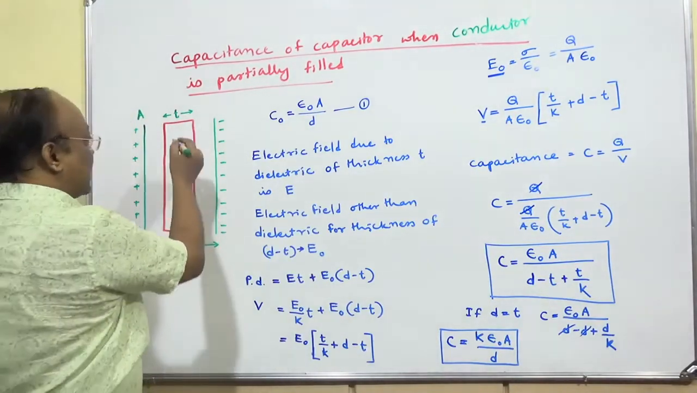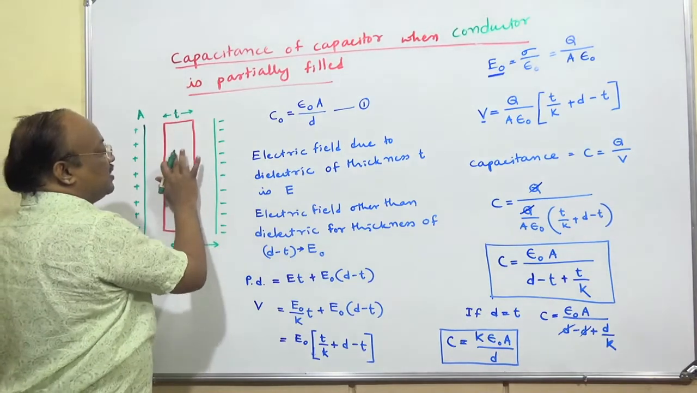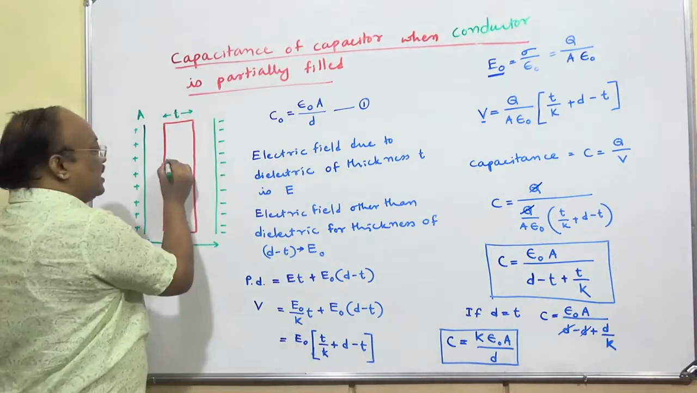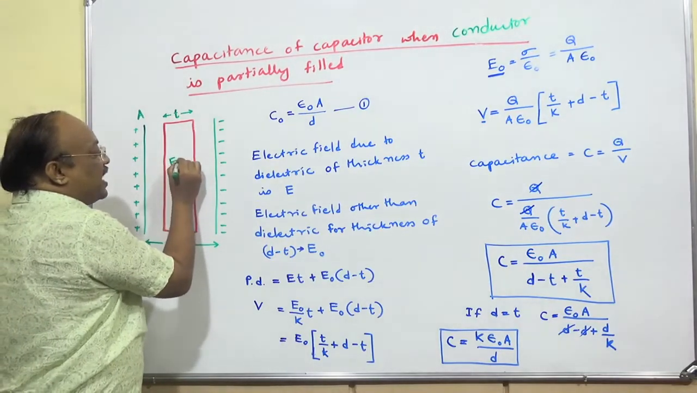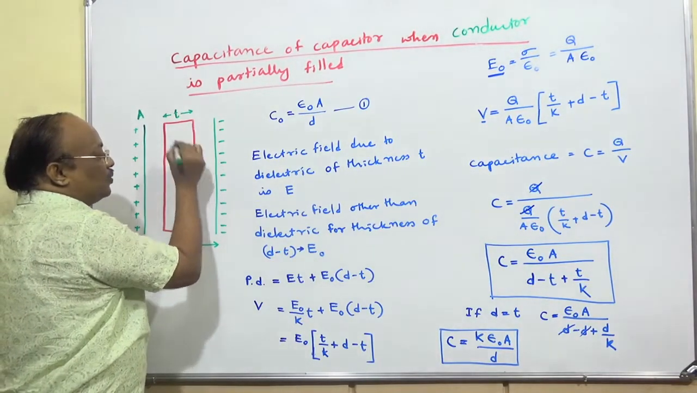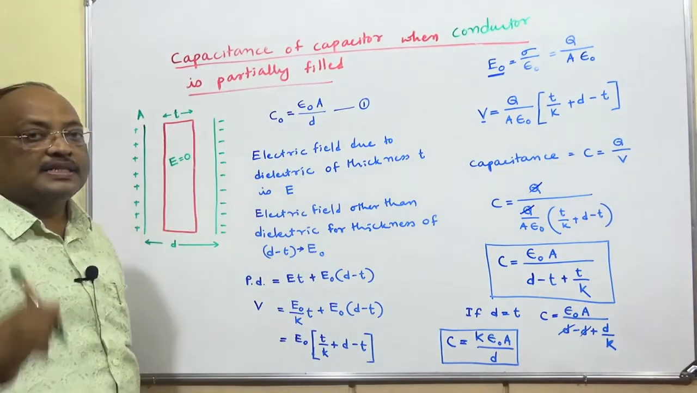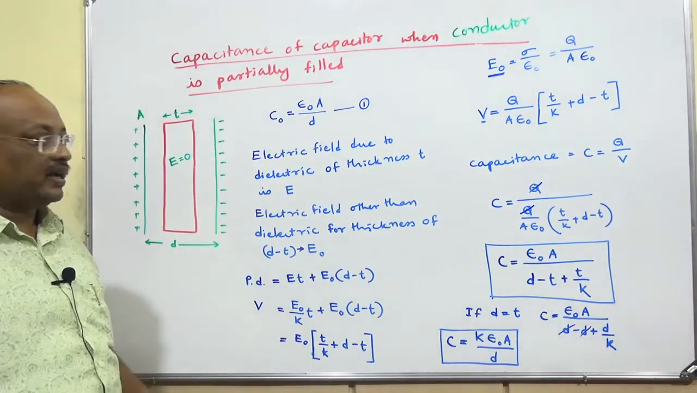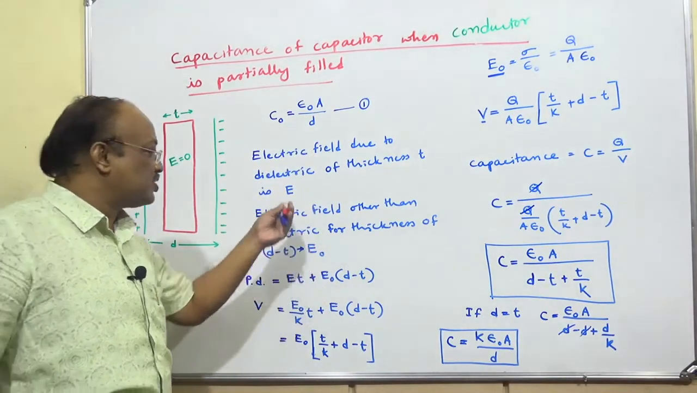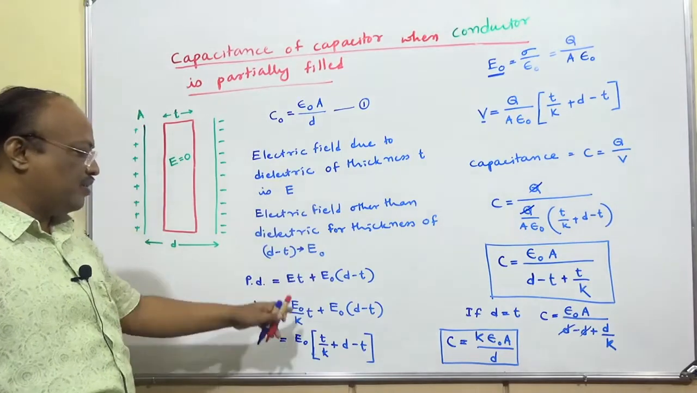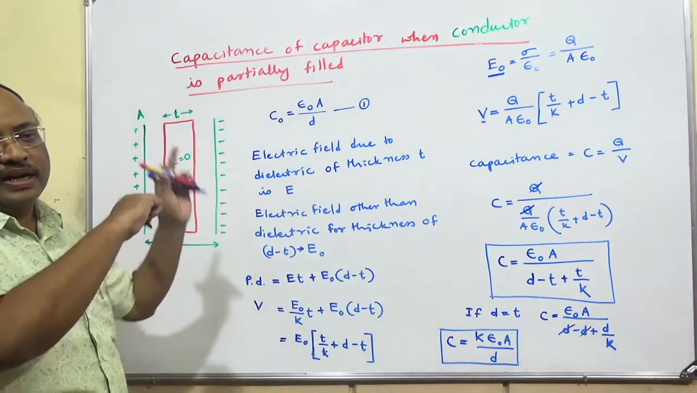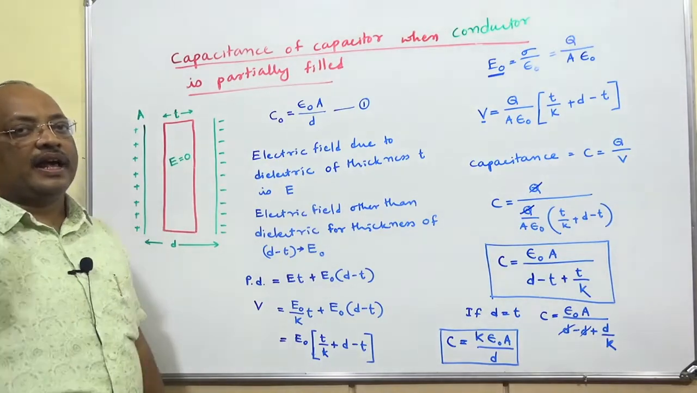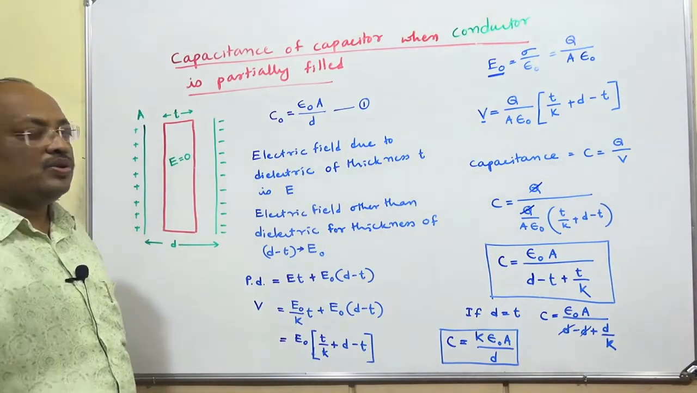So now it is a conductor. What is a very important thing in the conductor? The electric field inside the conductor is zero. The electric field was something else; here we got it as E naught by K when a dielectric is introduced. But here in the conductor, the electric field is equal to zero.